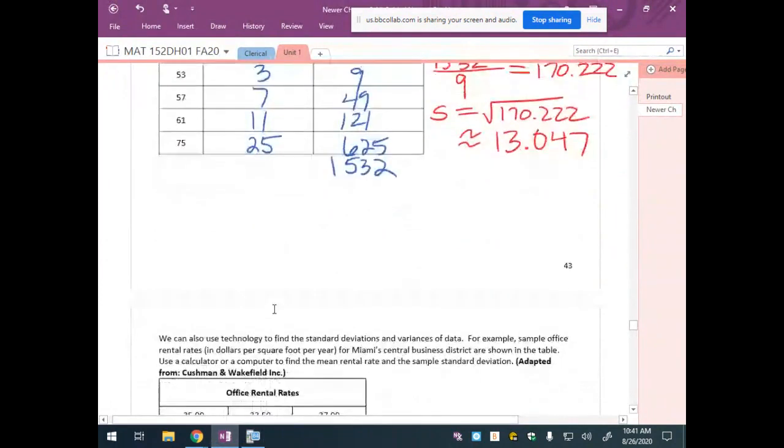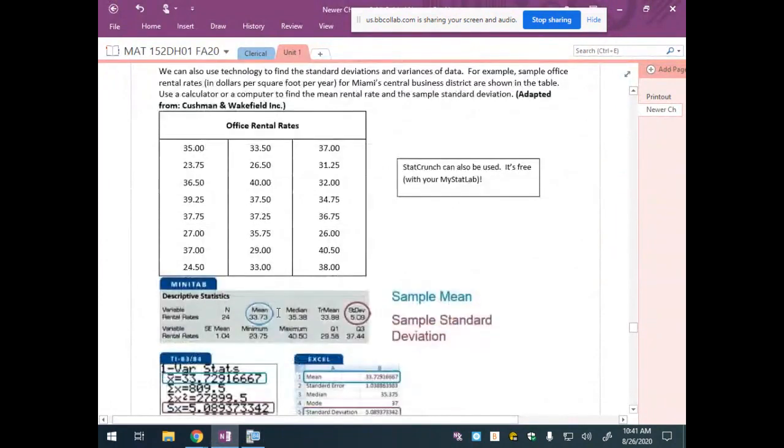All right. So we can also use technology to find the standard deviations and variances of data. In fact, we are going to be using technology. Now, here's a sample of office rental rates per square footage in the Miami Central business district.